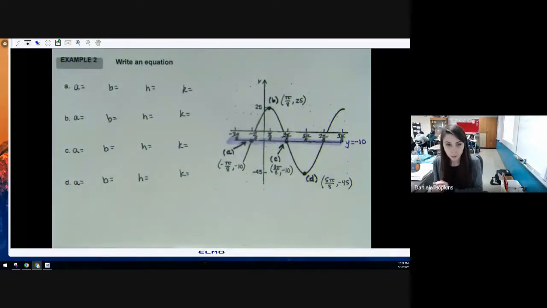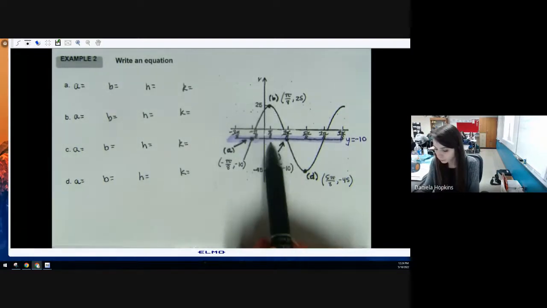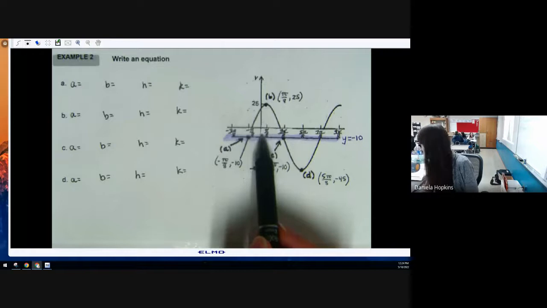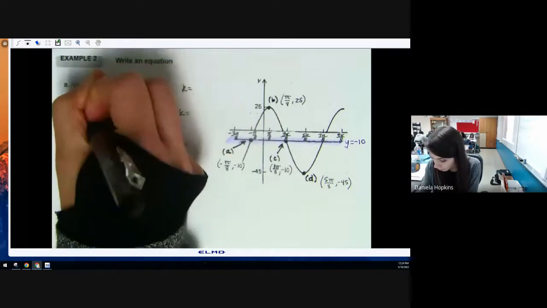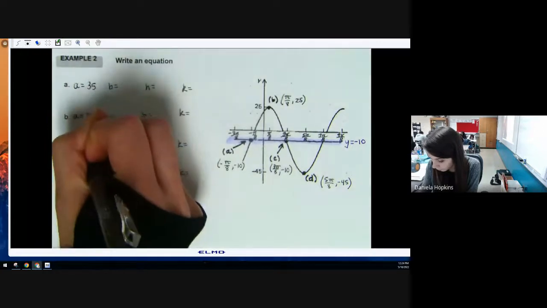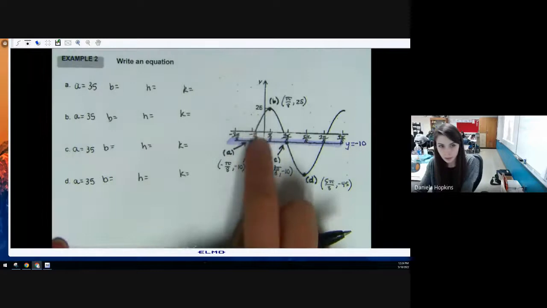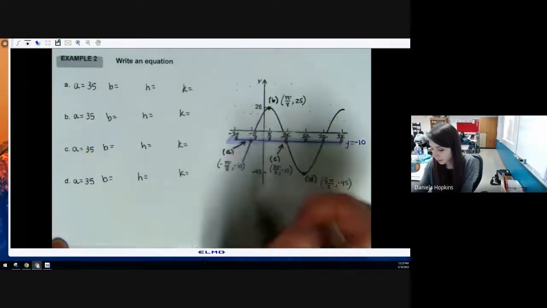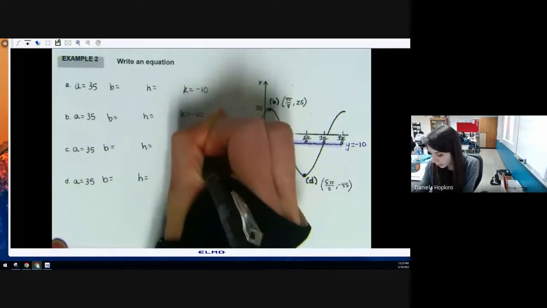Okay, can anyone tell me, if this is at negative 10, what is my amplitude? 35, right? If you just add 10 to that 25, because I know it's negative 10, but it's still a distance of 10, right? It's the absolute value, so 10 plus 25 is 35. So all of these amplitudes are 35. Let's do the other easy one. What is my vertical shift? Negative 10. I went down 10. So all of your K's will be minus 10.